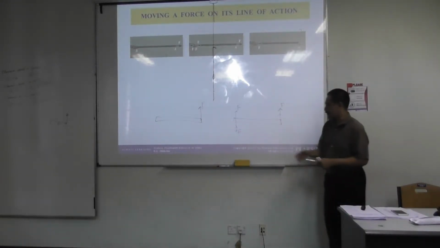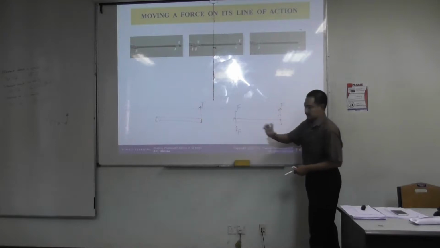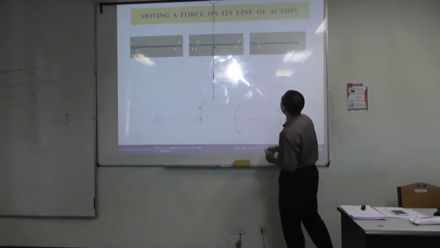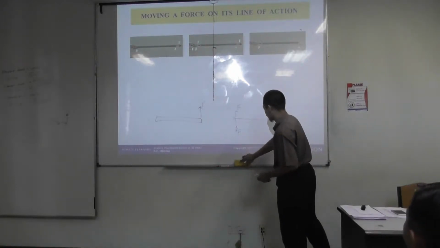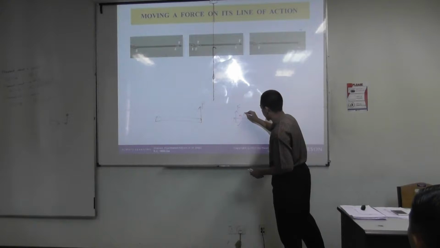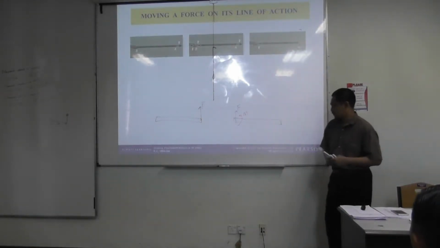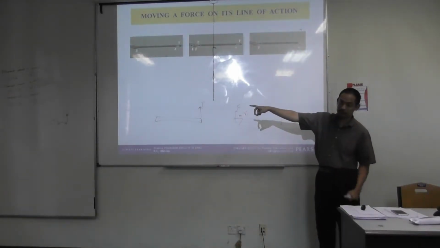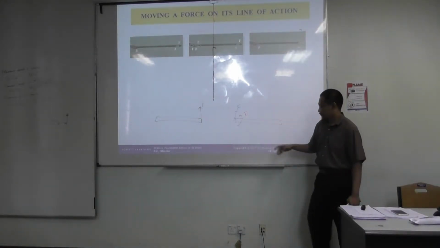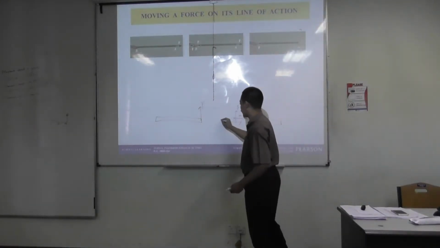So if you want to erase this, you have to replace it with the same effect, right? So if you want to erase this, then you have something like this, which is calculated from M equals Fd. So just now, the force and the distance, right? So in this case, this will be equivalent to this one.